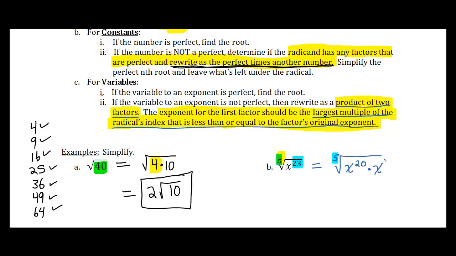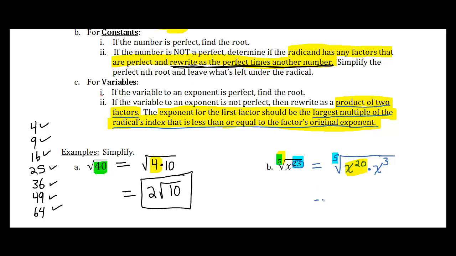When you multiply and your bases are the same, you add your exponents. So I needed 3 more to get back to 23. All I've done was rewrite this. I didn't change the problem. I rewrote it so that it'll look a little different. And now that this part right here is perfect, I can go ahead and take the 5th root of that.